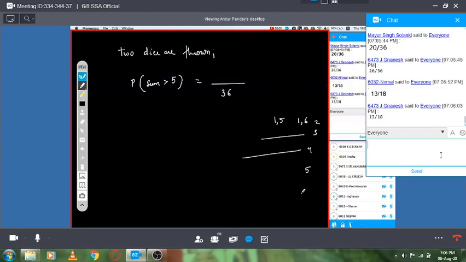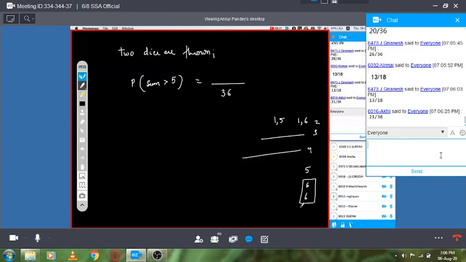ये सुनो, 5, 6 and 6. Don't get confused. At times people get emotional and they write 6 and 7. You getting my point? 12 and 9, 21 plus 5, 26/36. Got it.